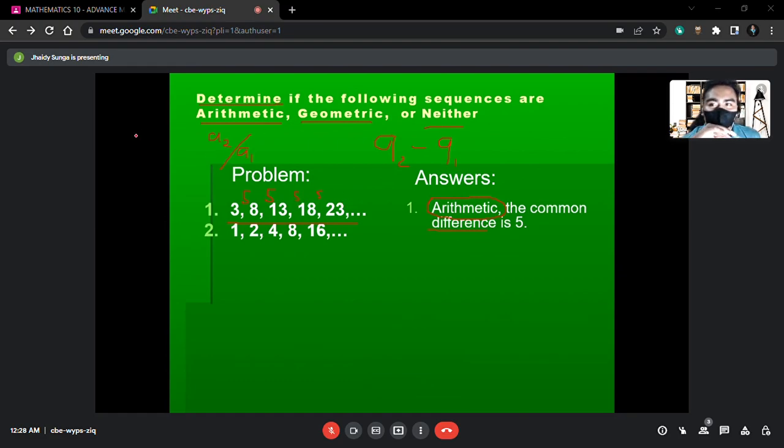But in the case of multiplication, when we are going to check multiplication, it would be what? Division, right? So would it be the common quotient? Is that the right form?